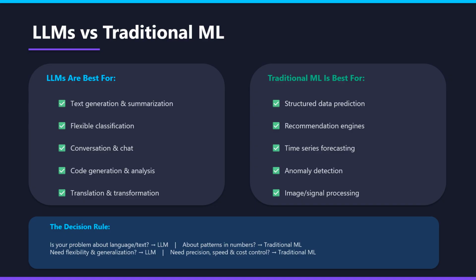Is your problem about language or text? Use an LLM. About patterns in numbers, traditional ML is the best. Need flexibility and generation, LLM. Need precision, speed, and cost control, then traditional ML.